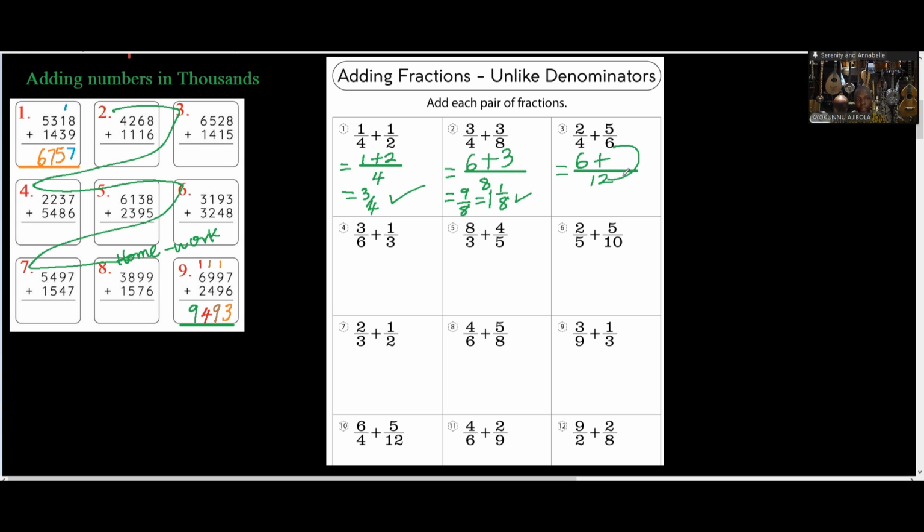Yes. How many 6 in 12? That's 2. 2 times 5, that's 10. So I'm going to get 16 over 12, which I can reduce by 4. How many 4s in 16? That's 4. How many 4s in 12? That's 3. Then my answer is 1 and 1 over 3, okay? Is that clear now?